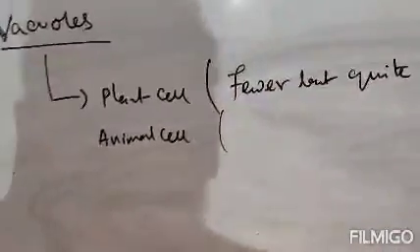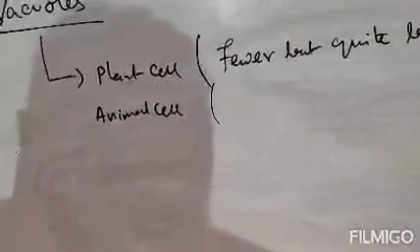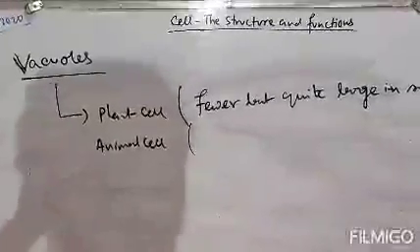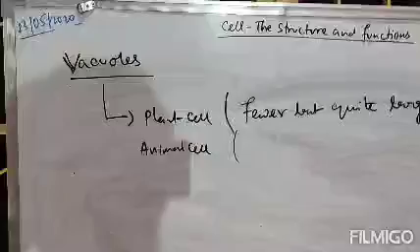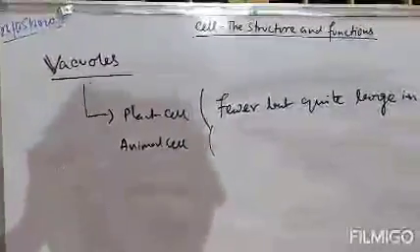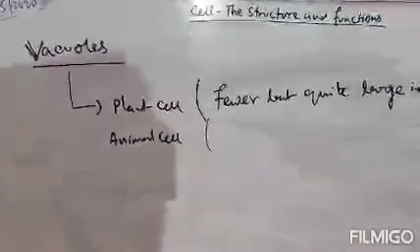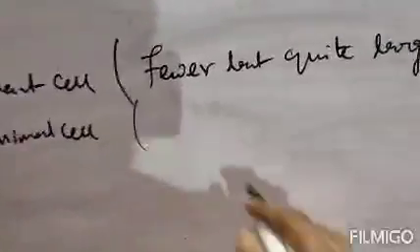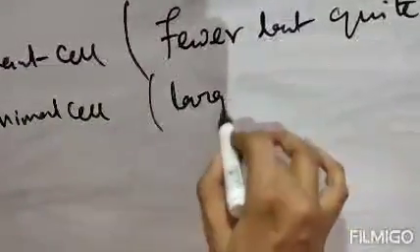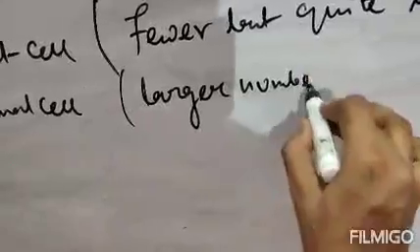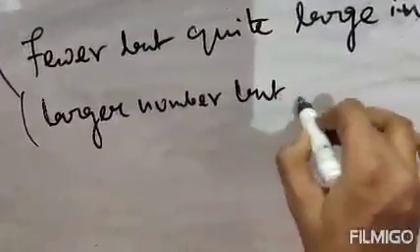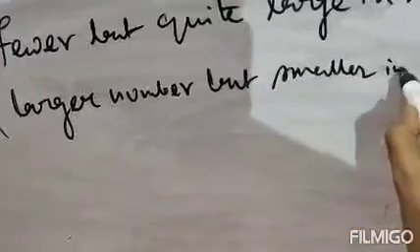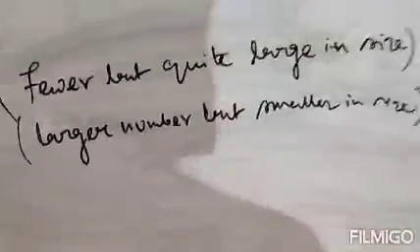Whereas in case of animal cell, it is present in large number, but size is smaller than plant cell. In animal cell, the vacuoles are present in larger number, but size is very small compared to plant cell. So it is present in larger number, but smaller in size. Clear? So this is about your vacuole.